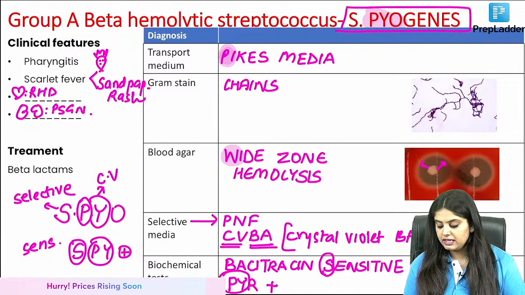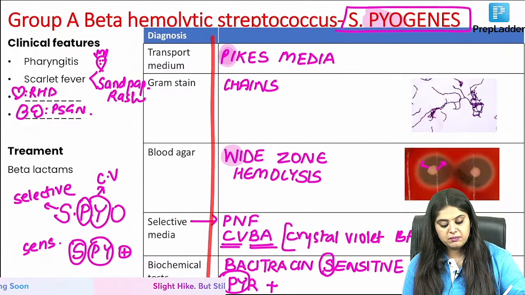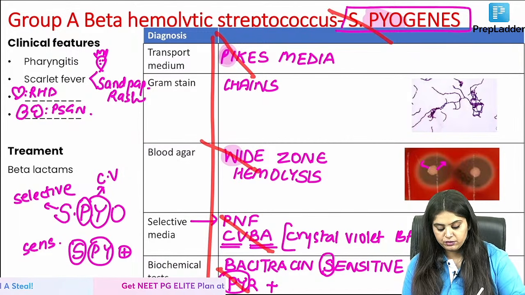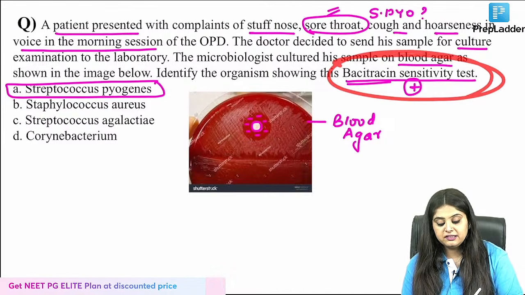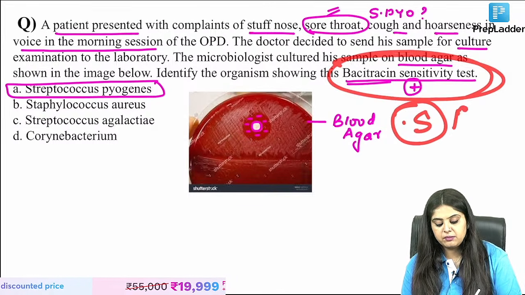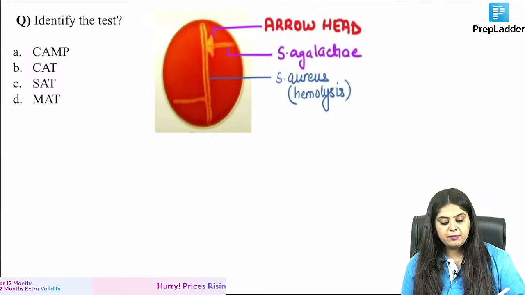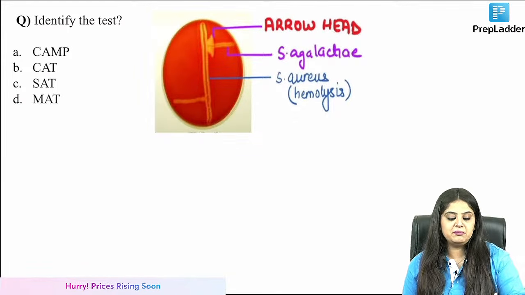सारे reactions हो गए याद, and everything is in one place. So PYR, Y is for pyogenes. Coming back, bacitracin sensitive बोला था, अच्छा मैम Streptococcus pyogenes की बात होगी. Is that okay? Coming to the next question, easiest baby question.